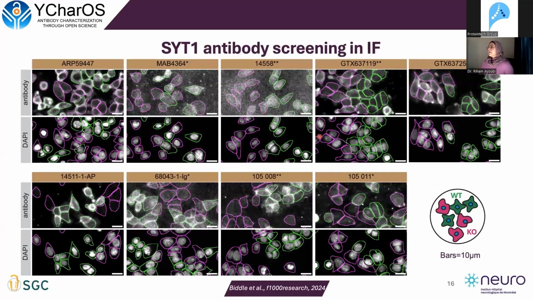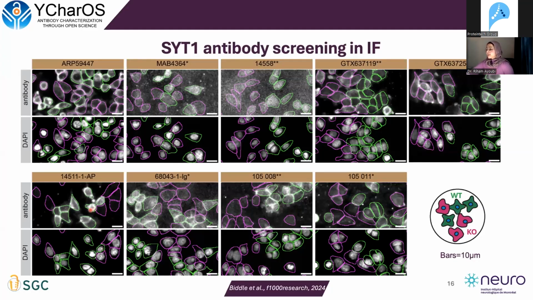Then we move on to the immunofluorescence application. Wild-type and knockout cells are plated in the same wells to remove bias during imaging and analysis. The two cell populations are labeled with two different fluorescent dyes, but those channels are not shown here. The cells are rather highlighted in green when they are wild-type and in magenta when they are knockouts. The antibody staining channel is shown at the top, and the DAPI nuclear staining is shown at the bottom.